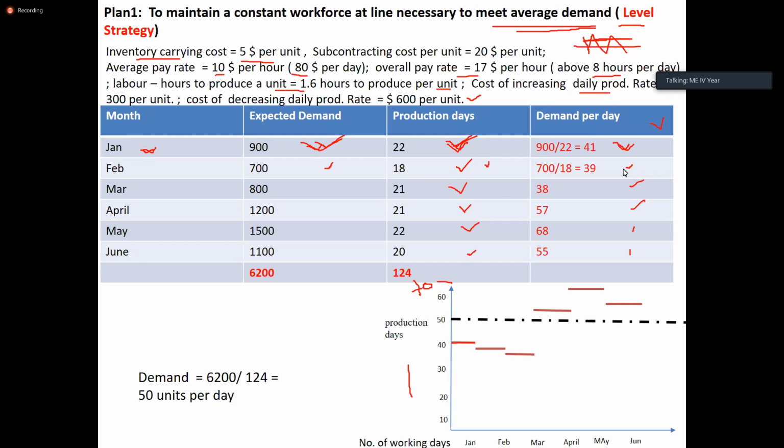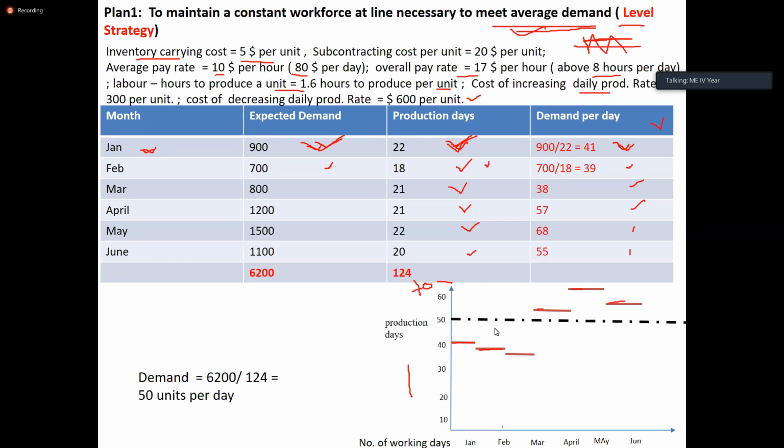In February, per day demand is 39, so I plotted 39 here. In March, I plotted here. Similarly, April 57, May 68 and June 55. After that, I have to plot a line to meet my strategy, that is the level strategy.